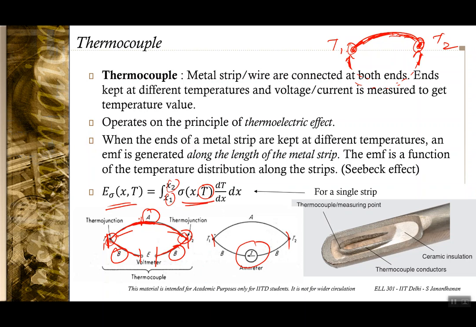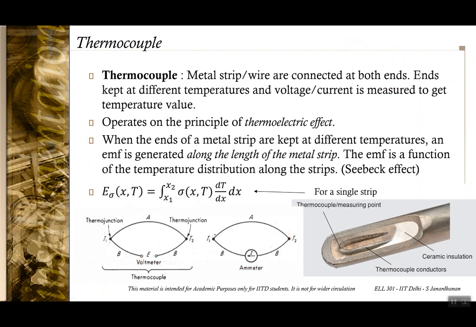Notice here that the thermocouple is actually a point measurement device. So in here, this is the measuring point, and in contrast to the case of the thermometers, we just need to heat up this one point to the temperature T1 and keep T2 as some reference value to get an estimate of T1. So from E and from T2, what we want is to get T1.